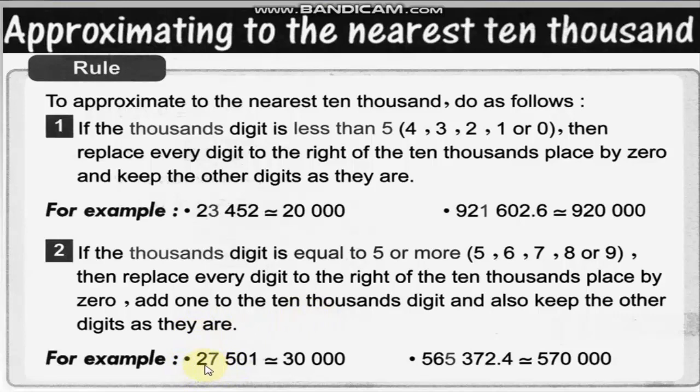27,501. Look at the 10,000. 10,000 here is number 2 and thousand is number 7. 7 here is greater than 5. So we replace thousand, hundreds, tens, and units by zeros and add 1 to the 10,000. It became 30,000.